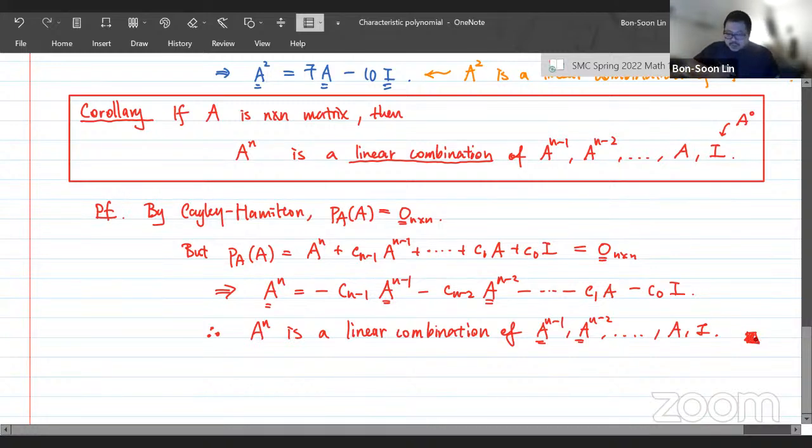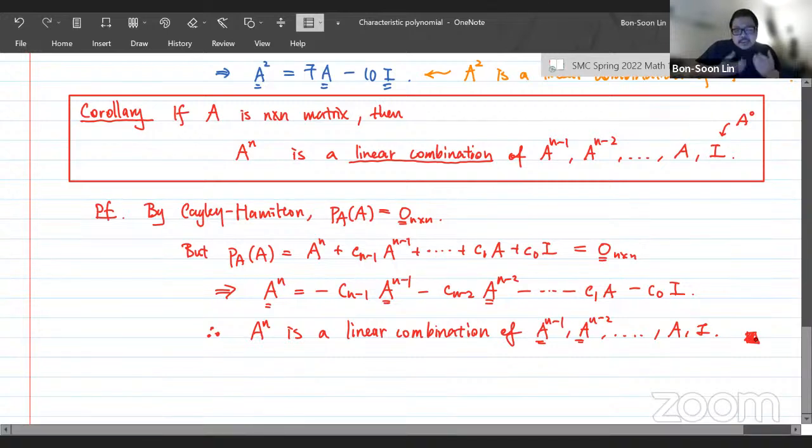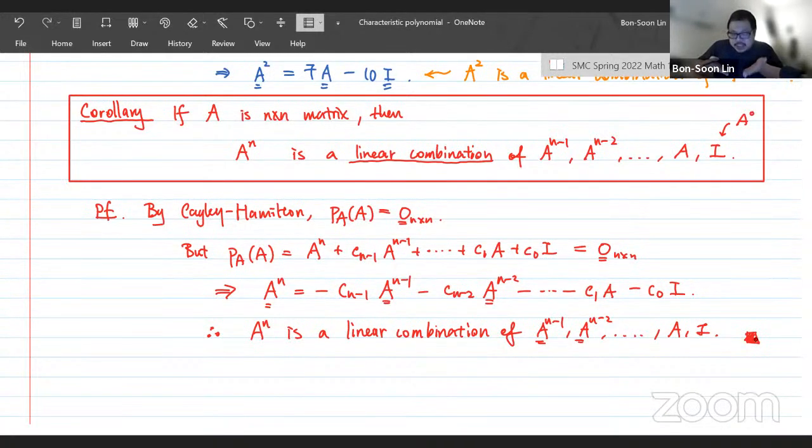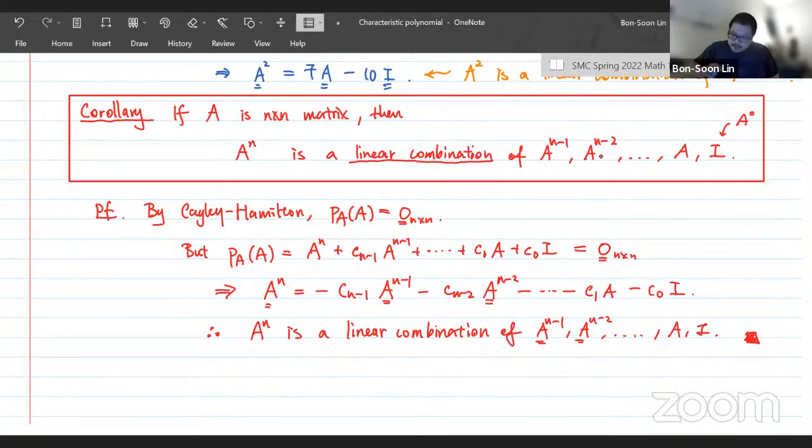All right, but now the idea of a linear combination is that information regarding A to the n is really just information about these things that make up this combination. That is to say, if I want to know A to the n, all I need to know is what these smaller powers of these matrices are. Then I can get A to the n, right? That's one way to think about this.